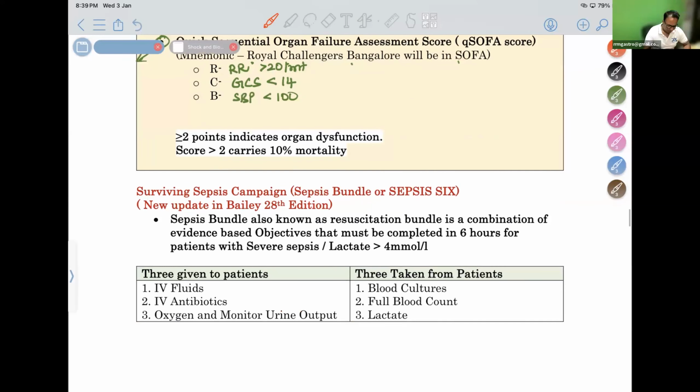For the management of sepsis, they simplified the management. The management is give 3 to the patient, take 3 from the patient. That is the management. What is it? Very simple.